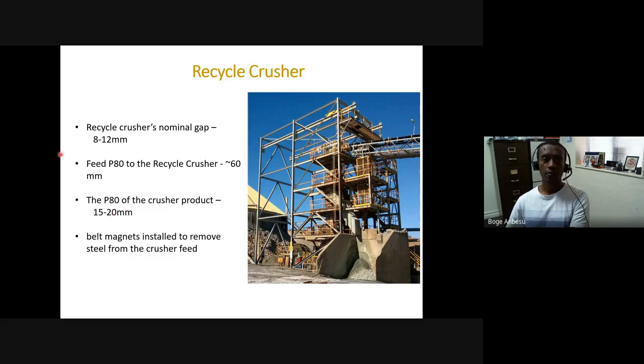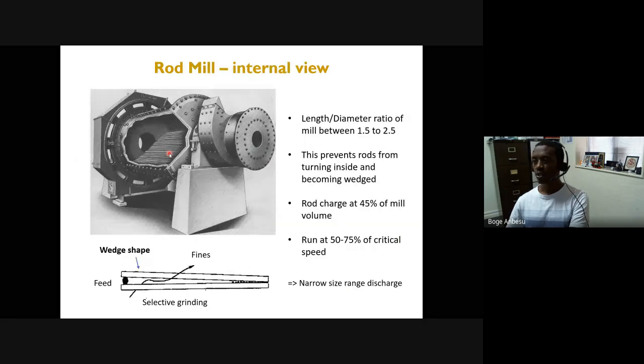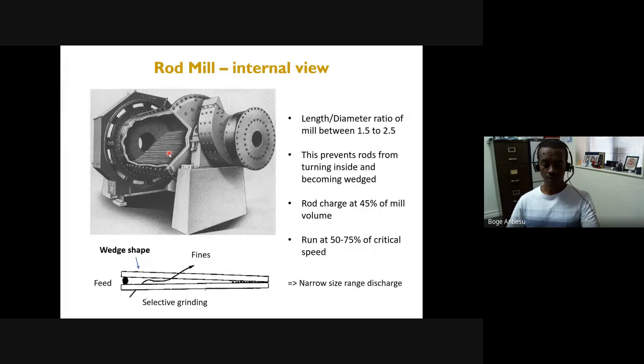So typically, we have what we call the ABC circuit. I will show you a figure in another slide later on, which involves a SAG mill, a ball mill, for example, and the cyclone, but in between those, they will have a crusher.